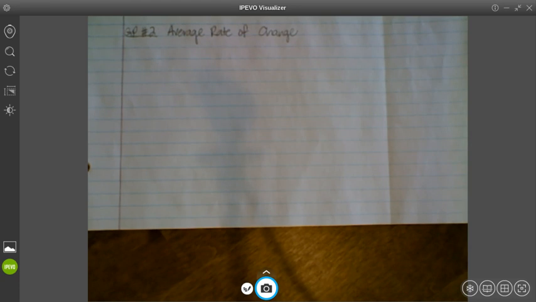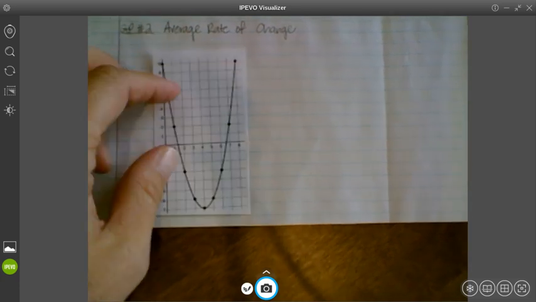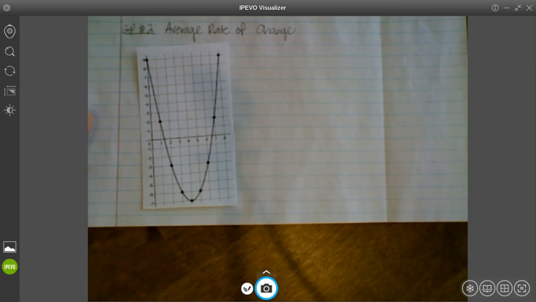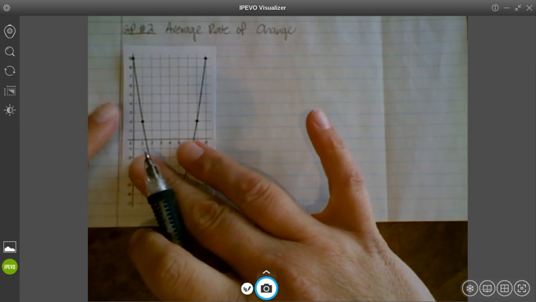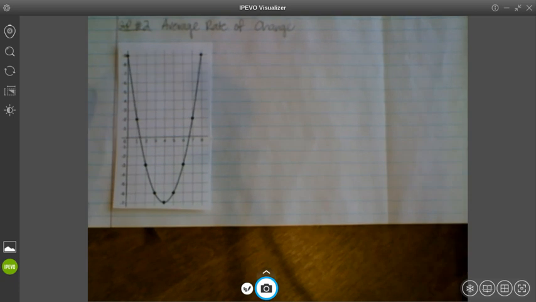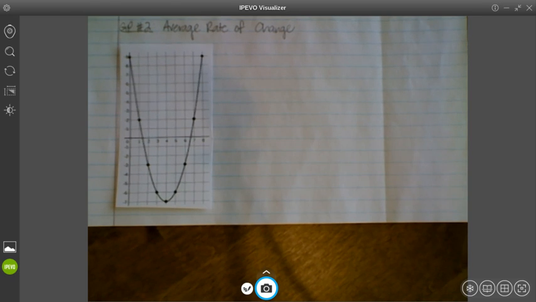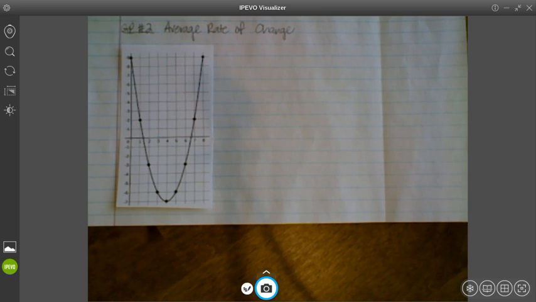So the last thing we're going to talk about today is the average rate of change for GP number 2. And for this question, I'm going to be referring back to the same graph that we used for GP number 1b. There's no need for you to draw it again or to print a second one unless you would like to do so. But you can just go ahead and flip back to GP number 1b to refer to that graph.